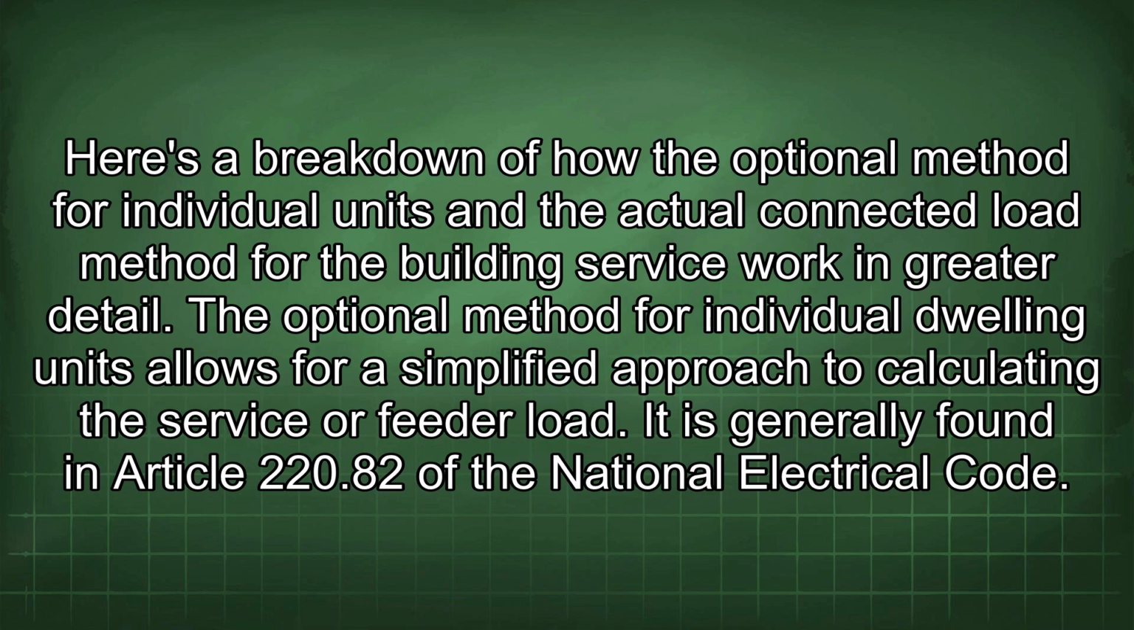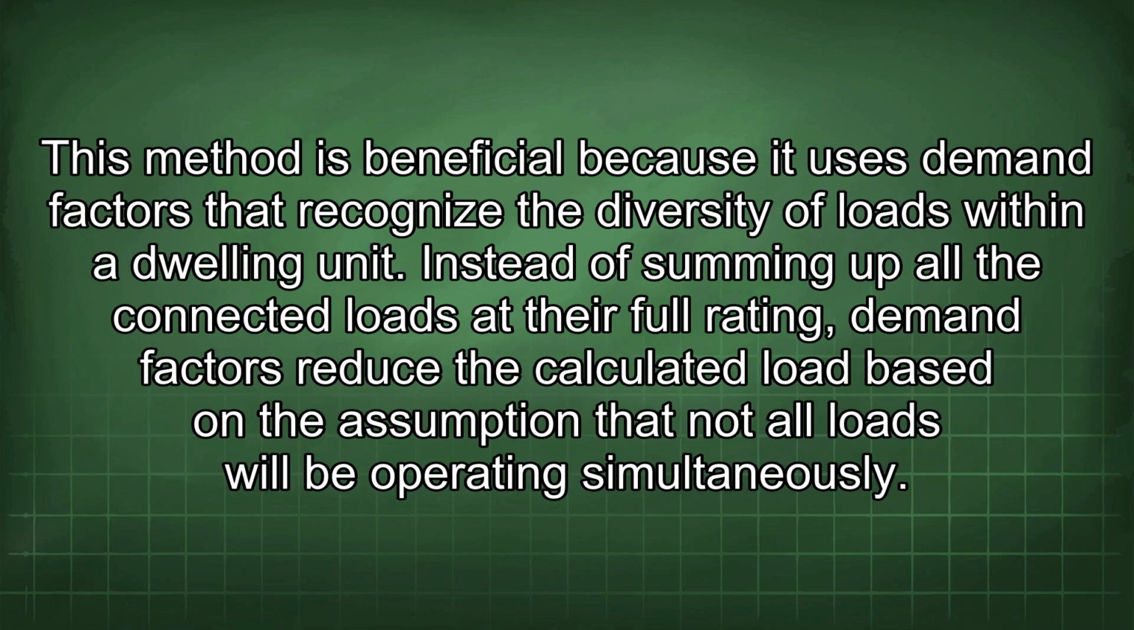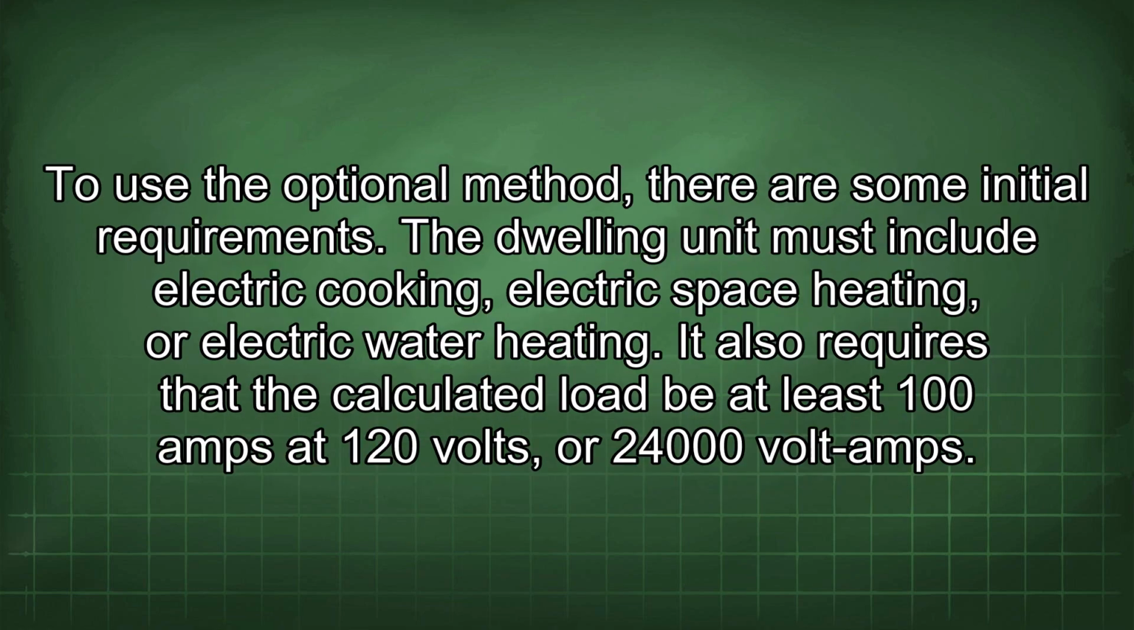The optional method for individual dwelling units allows for a simplified approach to calculating the service or feeder load. It is generally found in Article 220.82 of the National Electrical Code. This method is beneficial because it uses demand factors that recognize the diversity of loads within a dwelling unit. Instead of summing up all the connected loads at their full rating, demand factors reduce the calculated load based on the assumption that not all loads will be operating simultaneously.